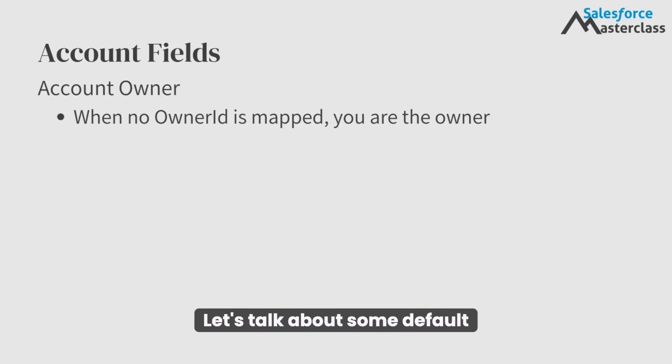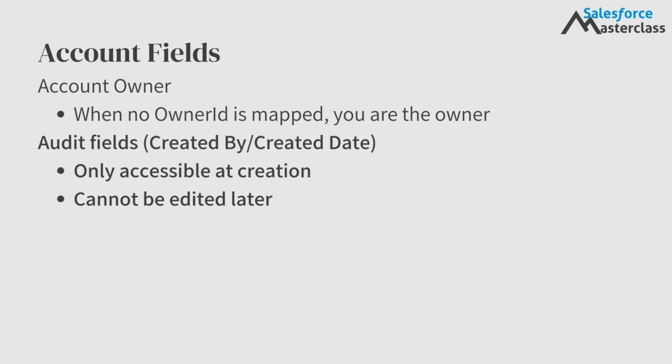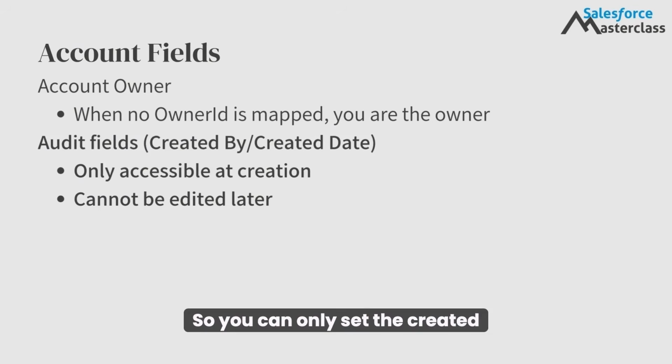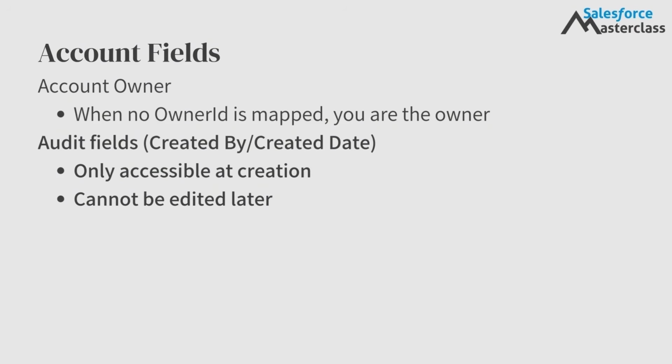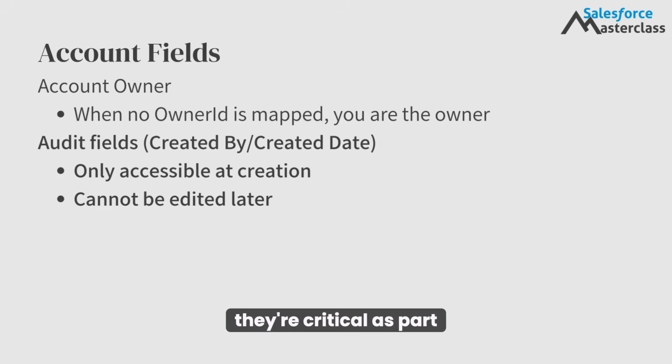Let's talk about some default field behavior. If you don't set an account owner, you become the account owner, which can easily be updated later. However, you can't update the audit fields later, so you can only set the created by and created date when you're inserting new records. If you forget this step and they're critical as part of the statement of work, you have to delete that set of records and re-import them.